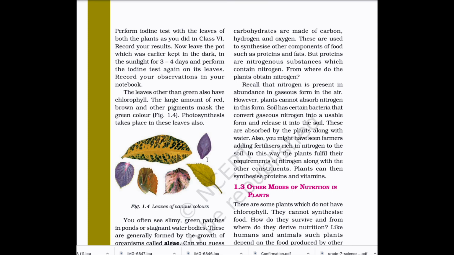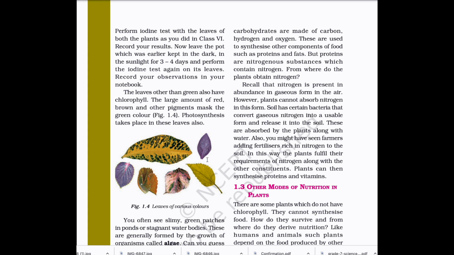The carbohydrates are made of carbon, hydrogen, and oxygen. These are used to synthesize other components of food such as proteins and fats. But proteins are nitrogenous substances which contain nitrogen. From where do the plants obtain nitrogen? Recall that nitrogen is present in abundance in gaseous form in the air. However, plants cannot absorb nitrogen in this form.